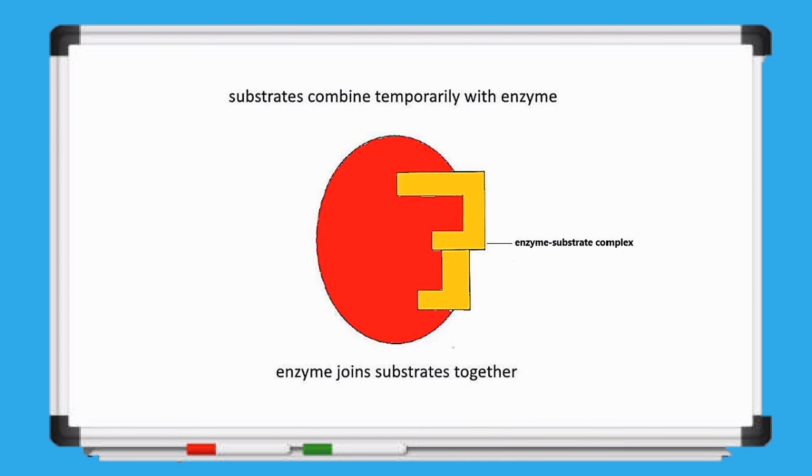Next, the substrates temporarily bind to the enzyme at its active site, fitting in perfectly. This stage is called the enzyme substrate complex. At this point, the enzyme helps join the two substrates together. If you look at the diagram, you can see the enzyme with its active site, where both substrate molecules have attached. Together, they form what's known as the enzyme substrate complex.